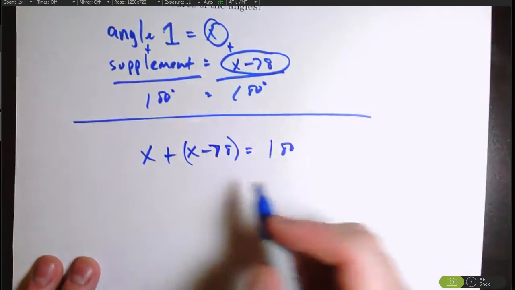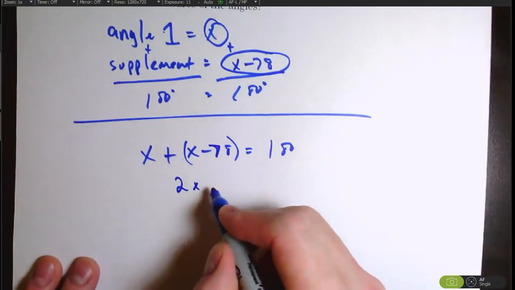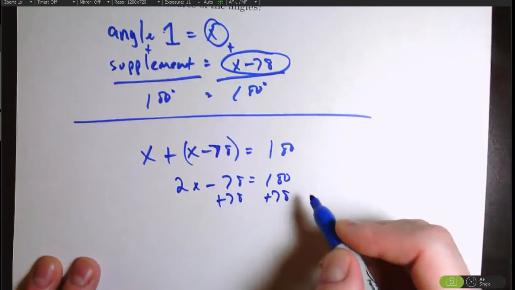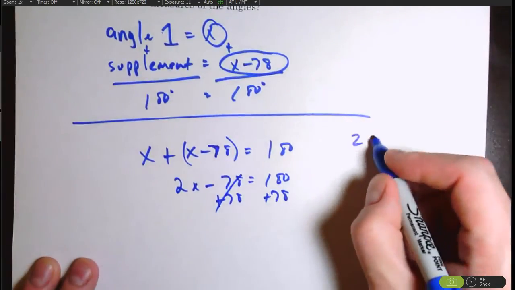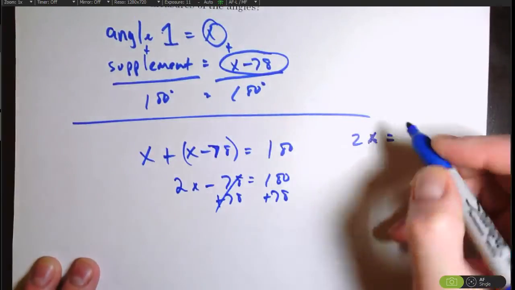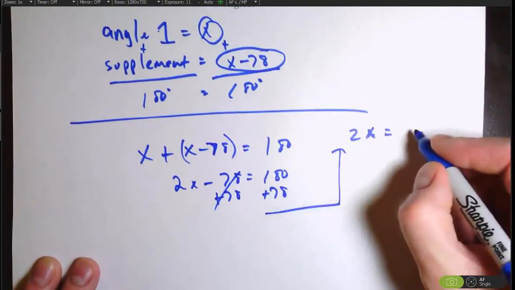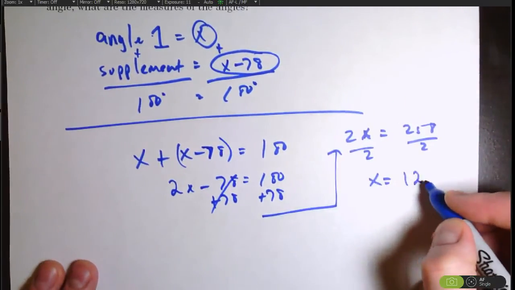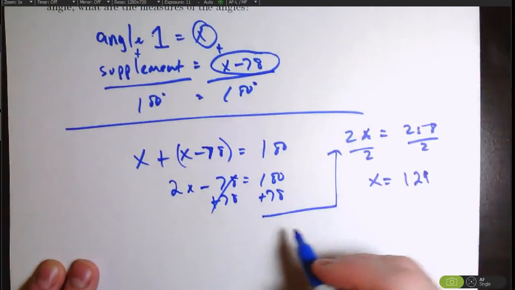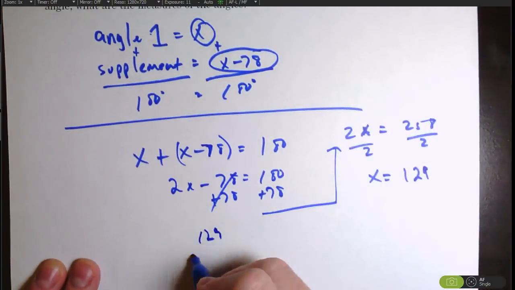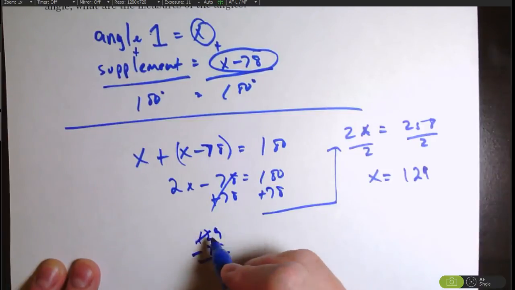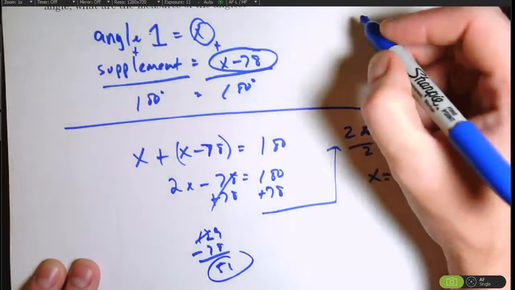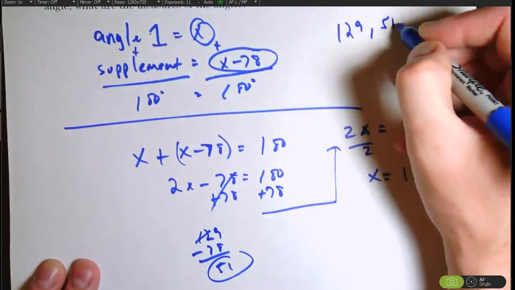Algebra for this: combine like terms, x and x is 2x, add 78, it cancels off. 2x, just jump it up over here, is 258, divided by 2, x is 129. And then the other angle is that minus 78, so 129 minus 78 is 51. So the other angle is 51. So what are the two angles? 129 and 51.